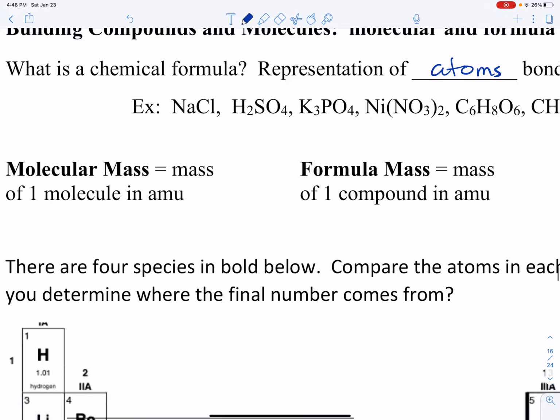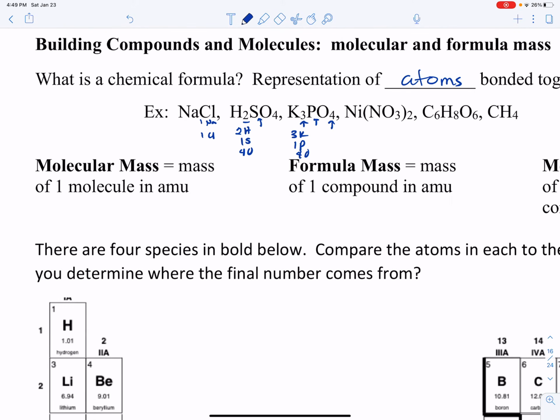So if there's nothing here and here, it's an understood 1, and it just means that there's 1 sodium and 1 chlorine. In this case, the little 2 means that there are 2 hydrogens, it means that there's 1 sulfur because there's nothing right there, it's understood 1, and that there's 4 oxygens. This means that there are 3 potassiums, again understood 1, phosphorus, and 4 oxygens. That's how those little numbers work.